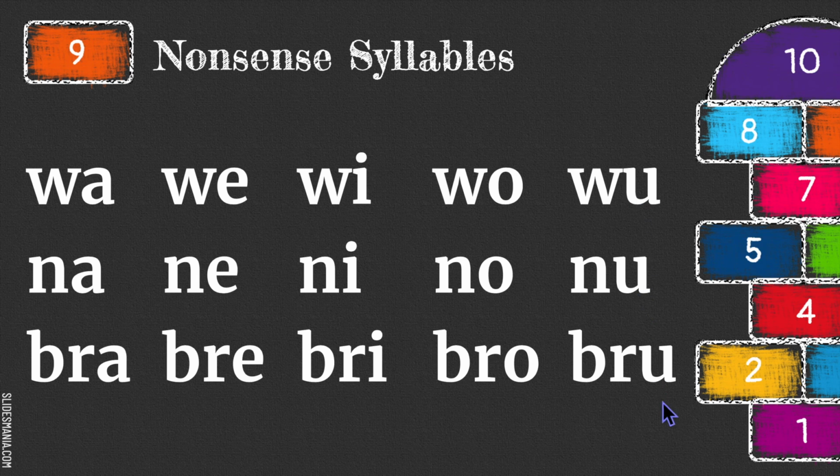And for the long U, you use the yoo sound if it's not too hard to say. And if it's hard to say after the letter in front of it, then you switch to the oo sound. Way, we, why, woe, woo. Nay, knee, nigh, no, new. Bray, bree, bry, bro, brew.